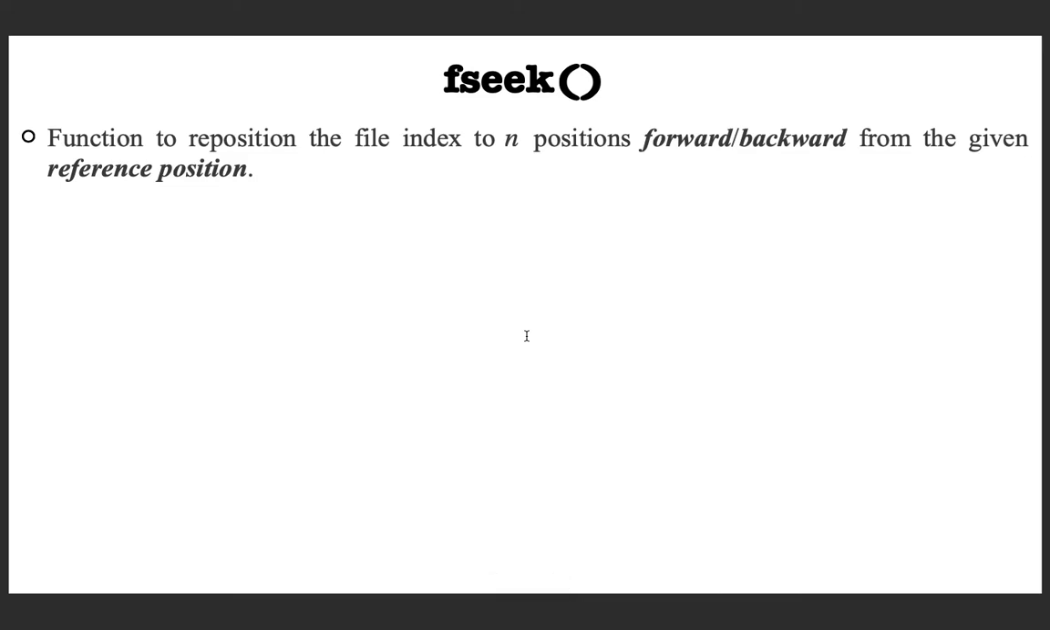Okay. Now moving on to the next function, which is fseek, and this is a function to reposition the file index, again to reposition n positions forward or backward from the given reference position. You can say a reference position, maybe the beginning of the file or the end of the file or the current position. You can say that from the current position move 3 positions forward or 3 positions backward. Let us look at an example that will make it clear anyway.